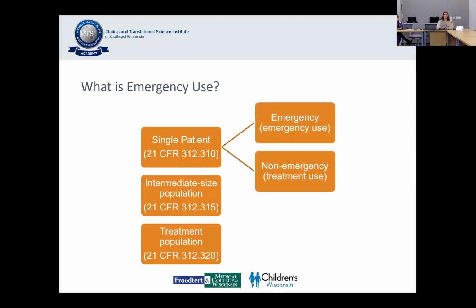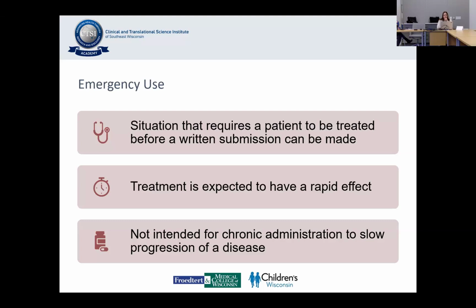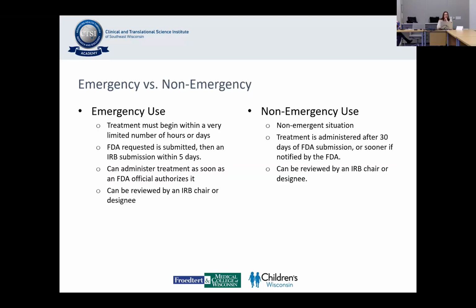So first up, just an overview of what emergency use is. This is referring to a single patient case. Obviously, if it's an emergency situation, it's emergency use. If it's non-emergency, then we're pursuing it as treatment use. Emergency use is a situation that requires a patient to be treated before we can make a submission to the IRB. So treatment's expected to have a rapid effect. This isn't intended to slow disease progression, things like that. This is just more of an emergency basis.